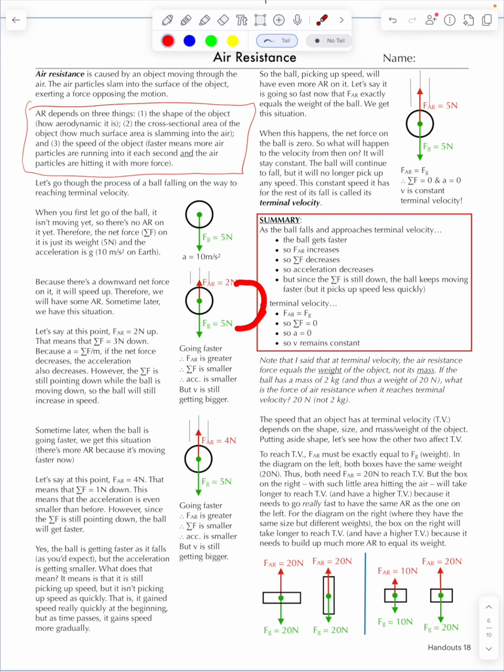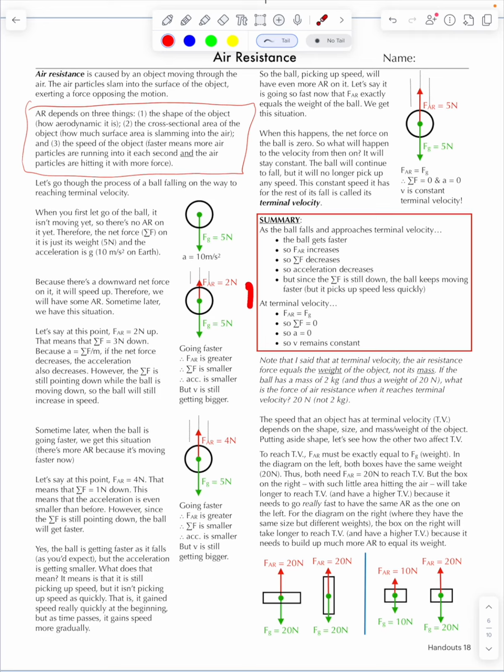But now what's happening to the net force? It's getting smaller because I have this resistive force pushing upwards on it. But if the net force is getting smaller, since net force is proportional to acceleration, the acceleration is getting smaller. Now don't get confused. Acceleration getting smaller does not mean slowing down. It just means it's picking up speed less quickly. It's kind of more gently ramping up its speed compared to at the beginning.